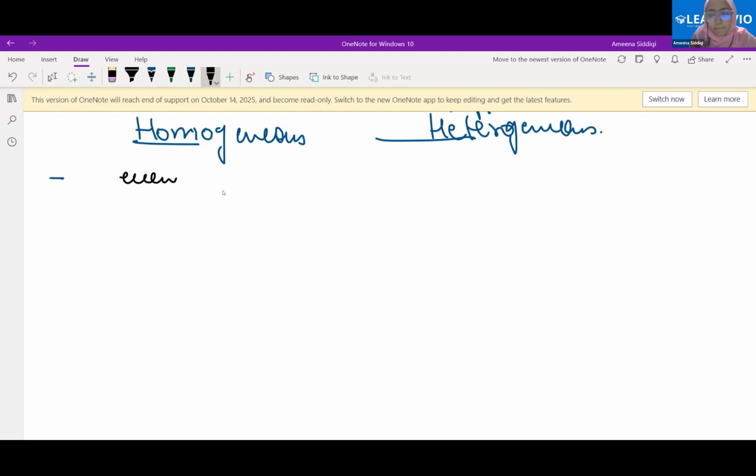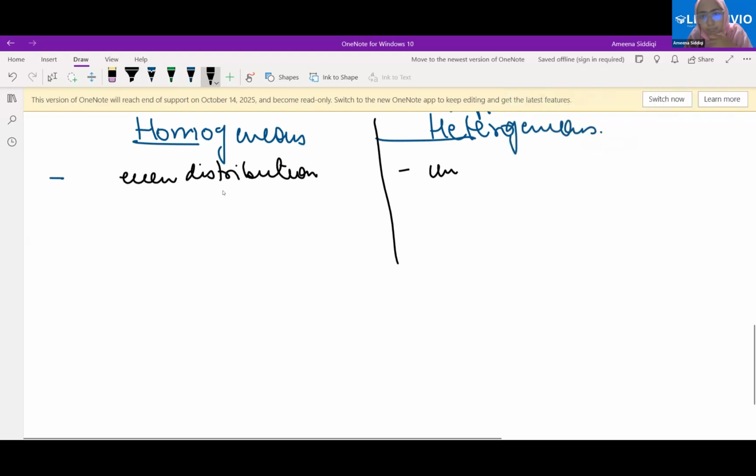Okay. Whereas in case of heterogeneous, will there be even distribution or will that be uneven distribution? Uneven distribution. Clear? Fine. The next point. Can you give me an example of a homogeneous mixture that we have just now based on the properties? Mithun, yes, beta, please respond.